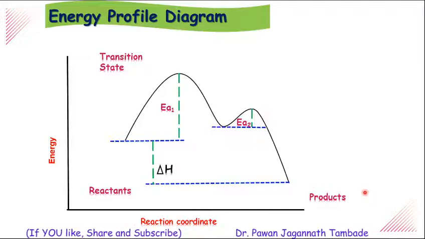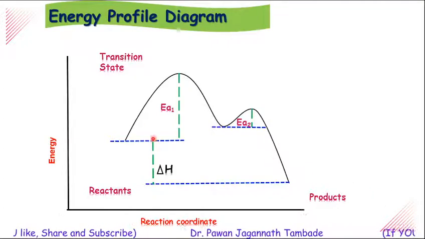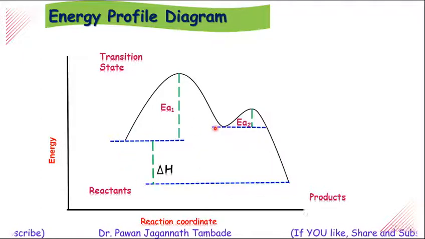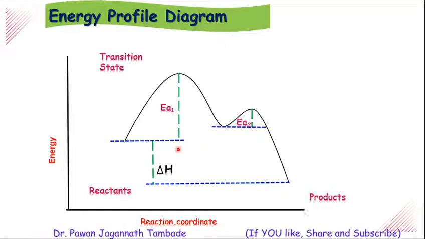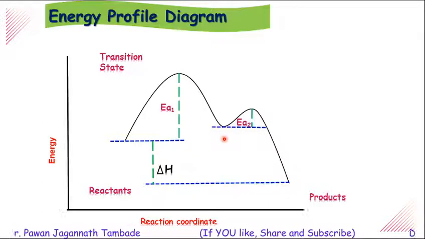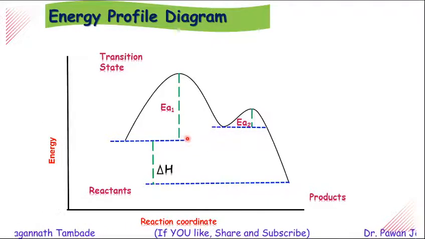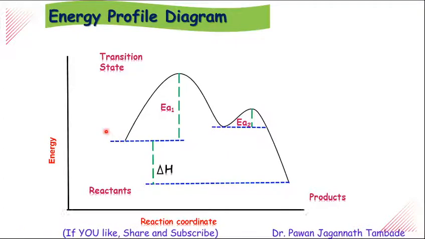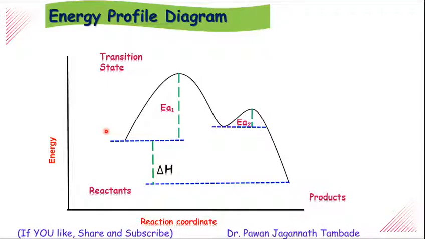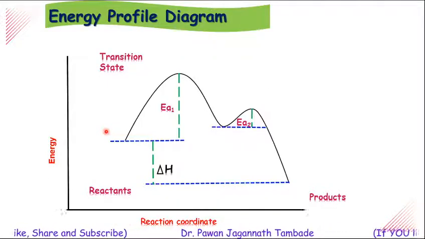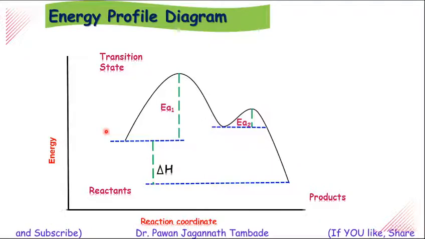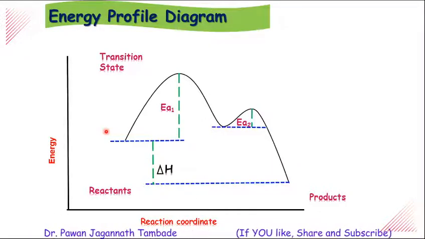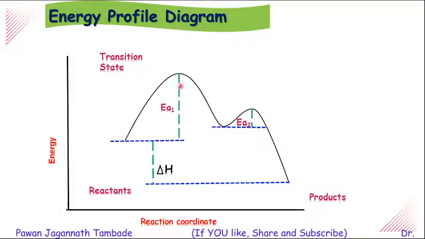If you go through the energy profile diagram of an SN1 reaction, it will look something like this. In this energy profile diagram, there are two energies of activation we can observe. In the case of an SN2 reaction, we had only one energy of activation, because in an SN2 reaction, the reactant is directly converted into product without formation of any reactive intermediate, because it was a concerted mechanism. But in the case of SN1, there is a formation of a reactive intermediate.